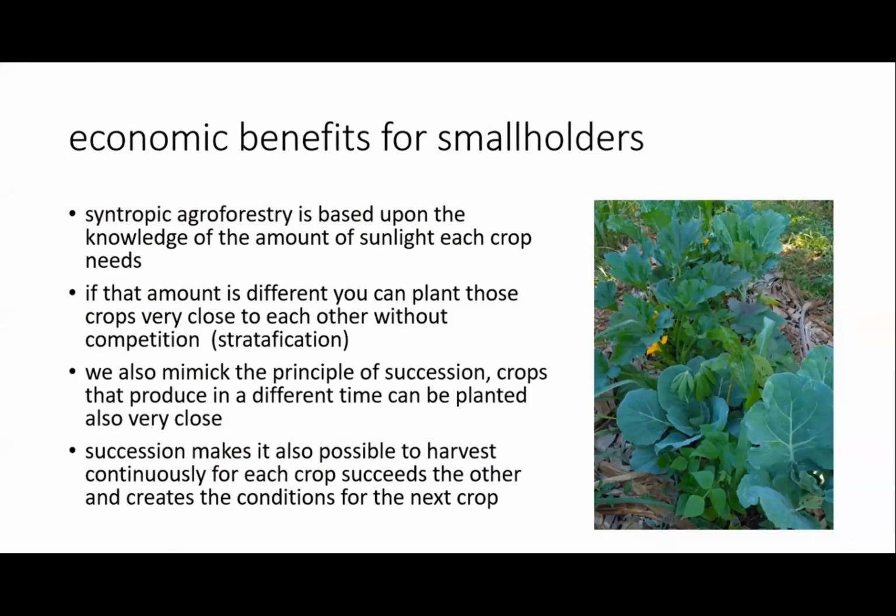So syntropic agroforestry is based upon the knowledge of the amount of sunlight each crop needs. If that amount is different, you can plant those crops very close to each other without any competition. That's what we call stratification. The more shade they need, the more you can plant with. So we also mimic the principle of succession. Crops that produce at different times can also be planted very close. And each crop succeeds the other in time, and creates new space for the next crop. Each species creates the conditions for the next species to follow. So each crop creates better conditions for the next crop to follow.